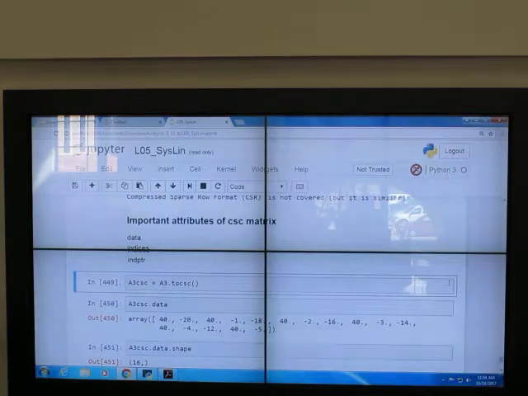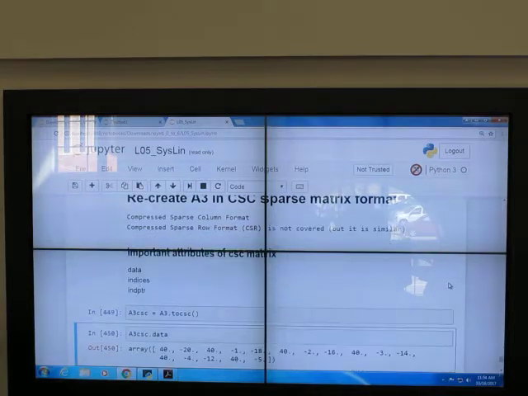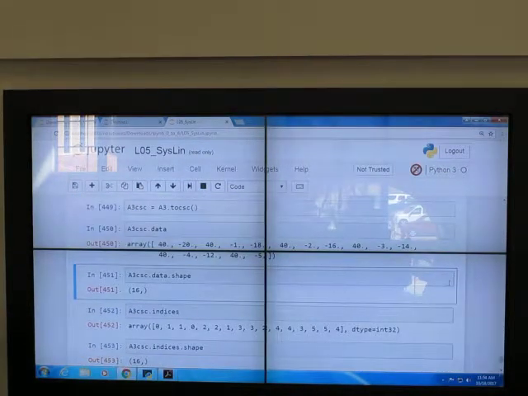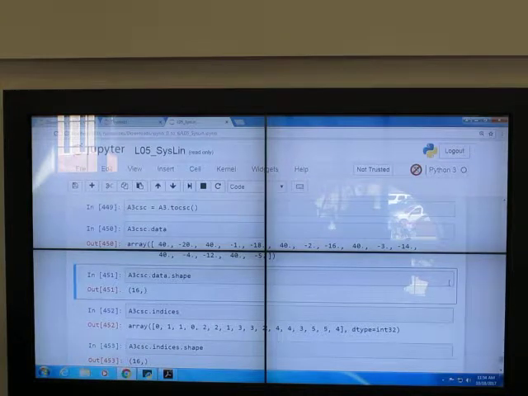When I do A3.to CSC, it transforms into compressed sparse column format. I do .data, you give me everything: 40, minus 20, 40, minus 1, and so on. That's data, right? But this time, it's kind of strange. It doesn't show in a particular form. When I do .indices, it just shows me 0, 1, 1, 0, 2, 2, 1, 3, 3, and so on.